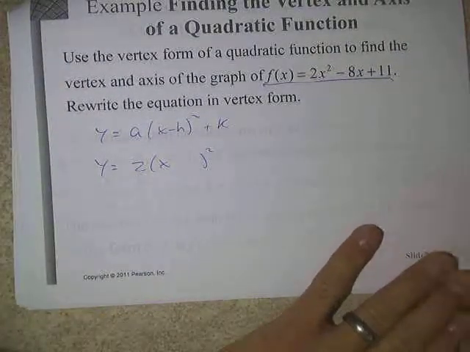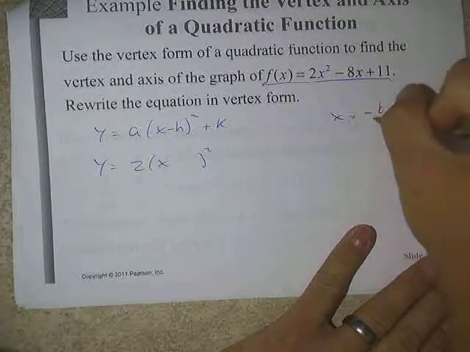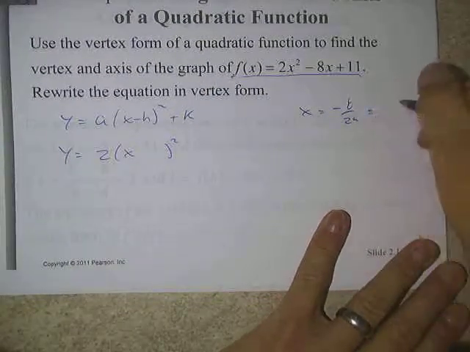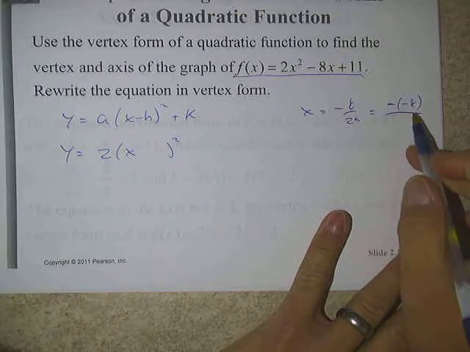Now, there's one thing that we already know. And what's that? Out of those three things I just mentioned, what do we already know based on this right here? I know a, it's 2. Now, what I don't know is the rest. I need an h and I need a k.